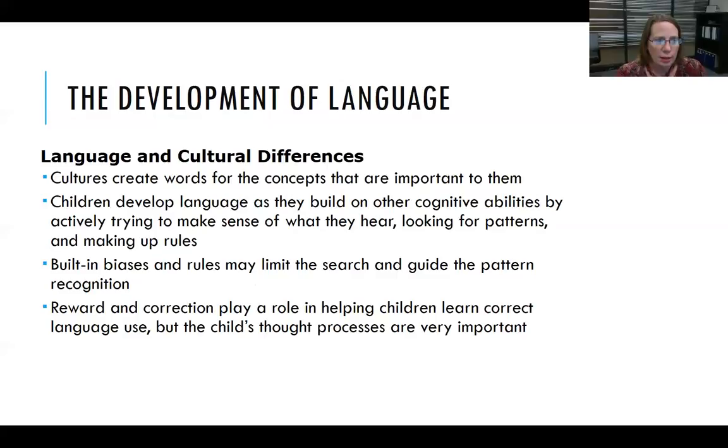And then lastly, reward and correction play a role in helping children learn correct language use, but children's thought processes are also very important. So what they think about in terms of language helps guide their learning as well. And so we can think about this again in terms of Piaget and Vygotsky and this idea of outside in or inside out. So is it something that they are developing from this cognitive level that they've met, which is what Piaget would say? So I've developed to this level and now I can learn. Or is it I've experienced this social interaction and now I can take it in, which is what Vygotsky would say.